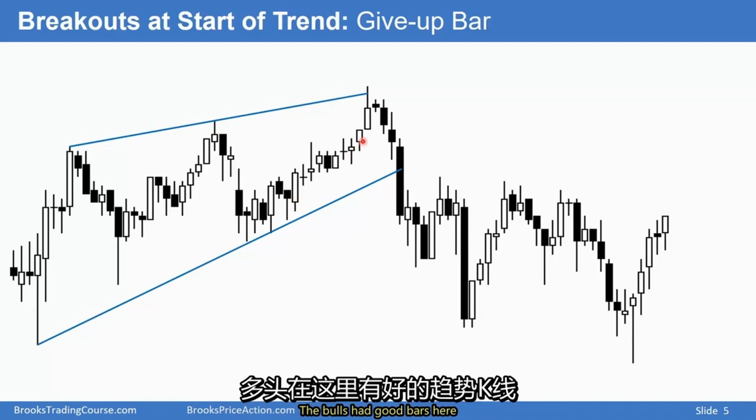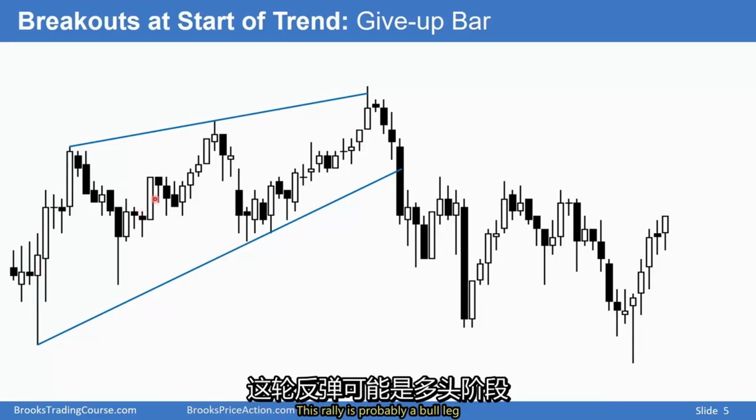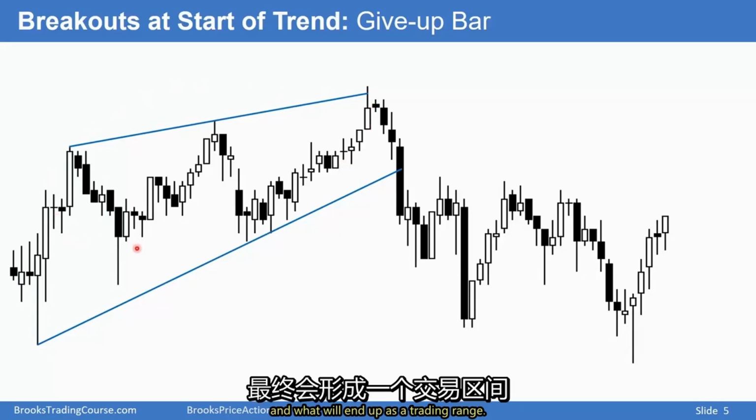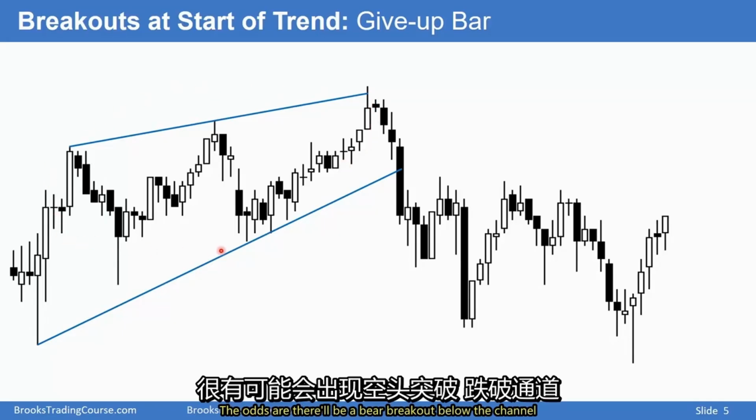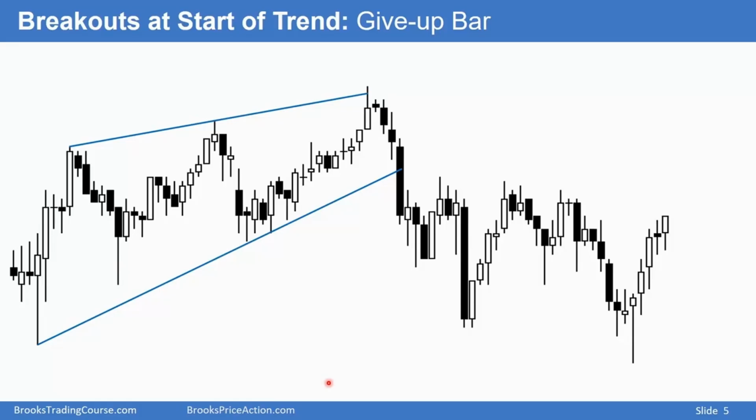And look at the rally. Where are the consecutive big bull trend bars? The bulls had good bars here, but worse bars here and even worse bars here. This rally is probably a bull leg and what will end up as a trading range. The odds are there'll be a bear breakout below the channel, and then the market will go sideways.